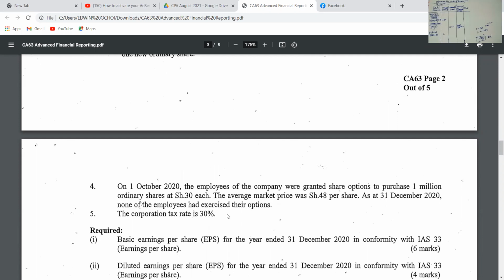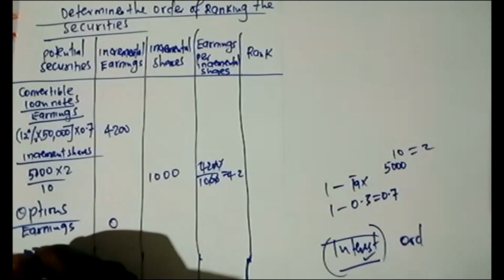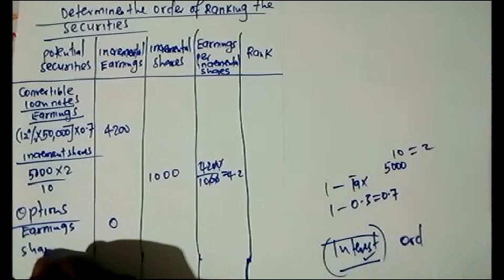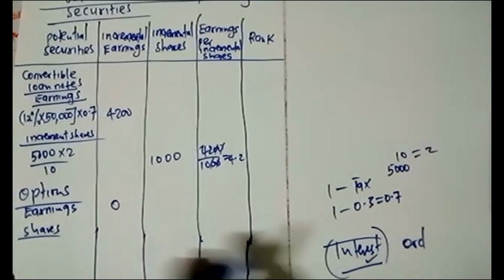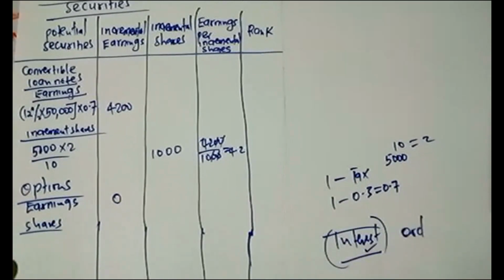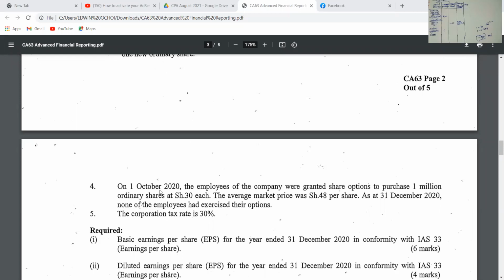There are sentences there. But now, what if they exercised? So let's check on the shares. This is what could have happened. Remember, they were given which option? On 1st October, the employees of the company were granted share options to purchase 1 million ordinary shares at 30 each. The average market price was 48.